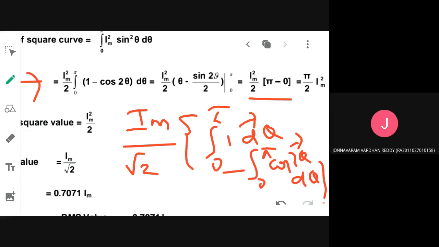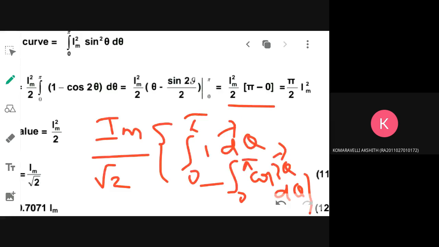So what's the final answer that you are getting? You know that sin 0 is 0. So what is sin 2 pi? It is 0. So if you are using that, what is the final answer that you are getting?